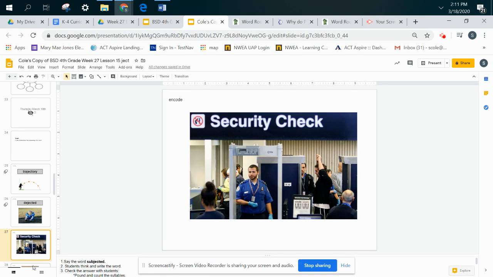The man is subjected to a security check. The word subjected means thrown under or to burden, to go through the security check. It wasn't his choice, but he was thrown into that. It was required.